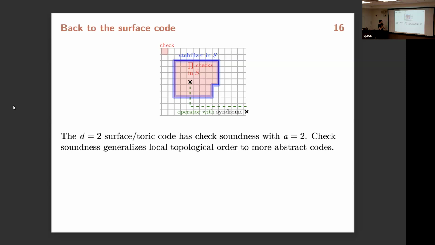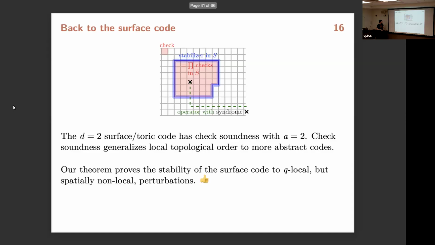It's a 2-dimensional code, so it can have any algebraic check soundness and be stable. But our theorem actually does give you something new about the surface code stability, because we prove the stability of the surface code to all few-body perturbations, including those which are completely non-local spatially. That was not a known result, as far as I know, but this is now something we've established.